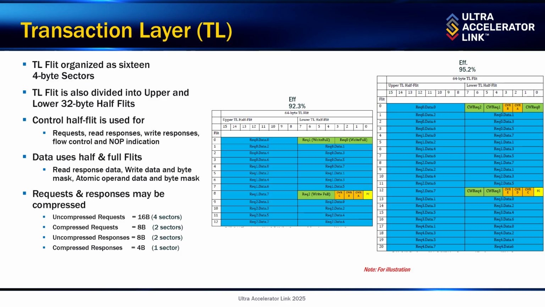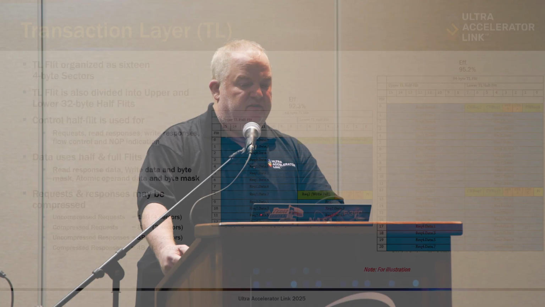The high efficiency example, when you can't use a compressed request, drops to 92.3 as shown in the figure over here. So not a big drop. So that was a TL flit.